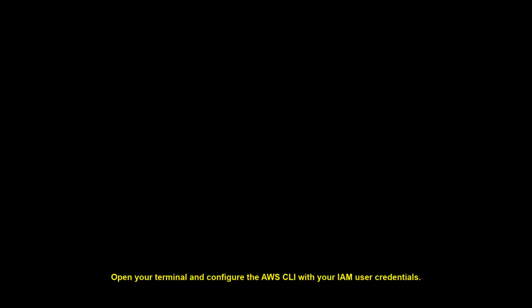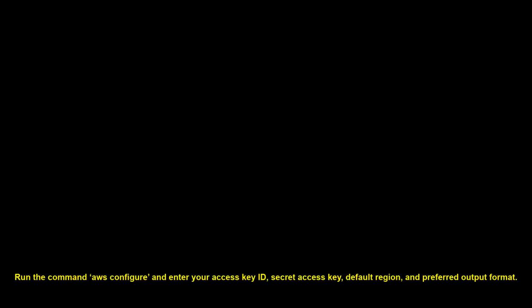Open your terminal and configure the AWS CLI with your IAM user credentials. Run the command AWS configure and enter your access key ID, secret access key, default region, and preferred output format. Now, you will need to request temporary security credentials.